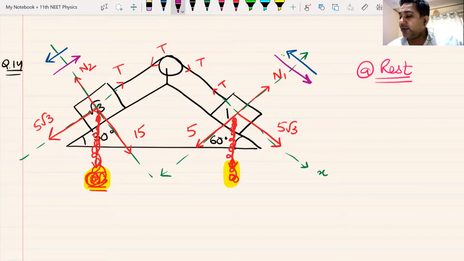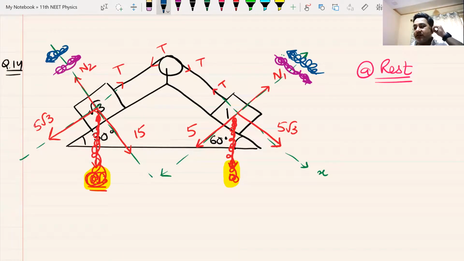Nobody goes anywhere. So this gets cut, this gets cut, this gets cut, and this gets cut. And the system remains at rest. Can I have some raised hands that we understand this, sir? Great. Now the system remains at rest.